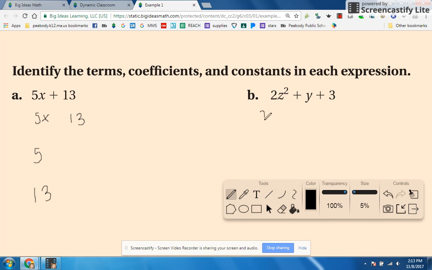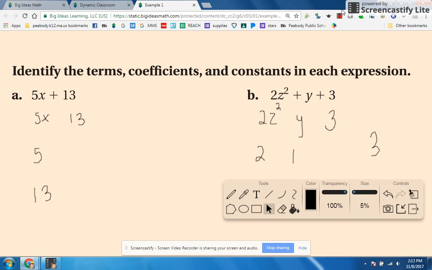So for this one, the terms are going to be 2z to the second power, y, and 3. Those are all the parts except for the pluses and minuses. The coefficient is the number in front of the letter. So this one would be 2 for this 2, not the exponent. And then again, if there's a letter that doesn't have a number in front of it, a coefficient, you always put the number 1. Last part is the constants. The number all by itself is 3.